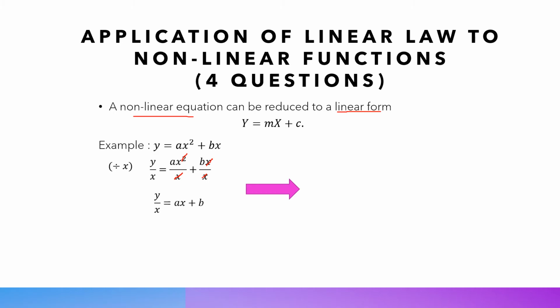You see, now this is actually in this form, where your capital Y is not Y, it is Y over X. Your capital X still remains X. Your M is A and your C is B. Okay, I think that's all for this part.